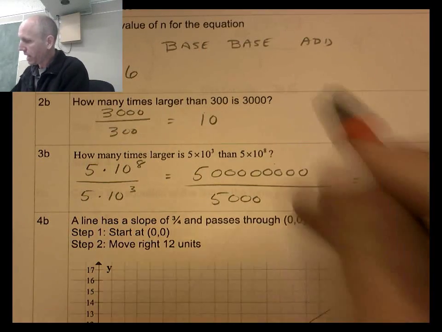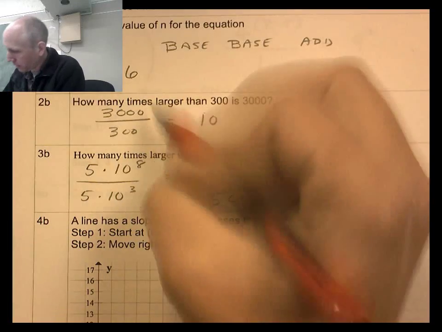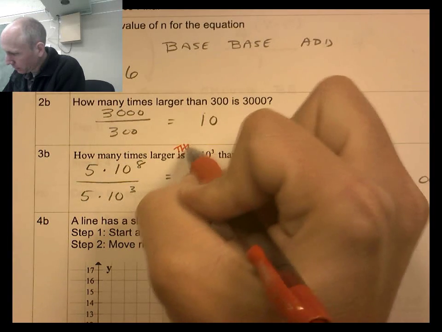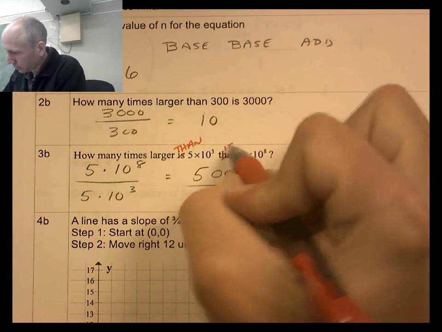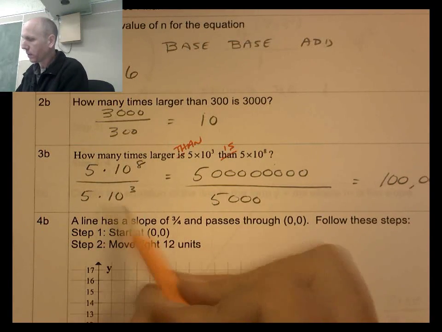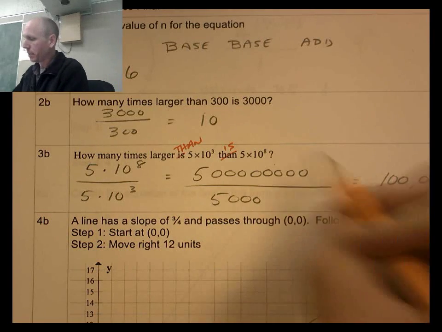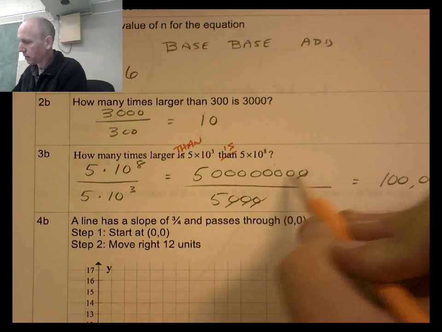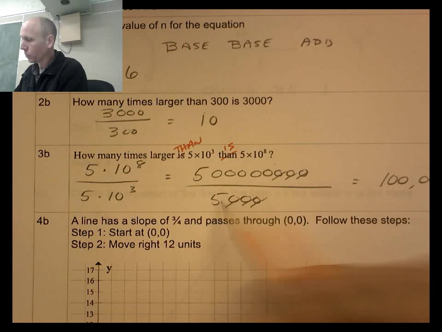How many times larger than, this is the one that I've got an error on. Is that. So I do 5 times 10 to the 8th over 5 times 10 to the 3. I can expand it out, cancel out zeros. 5 divided by 5 is 1 with 1, 2, 3, 4, 5 zeros. There we go.